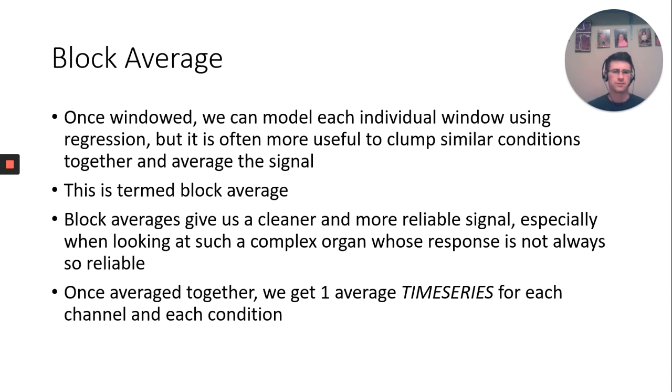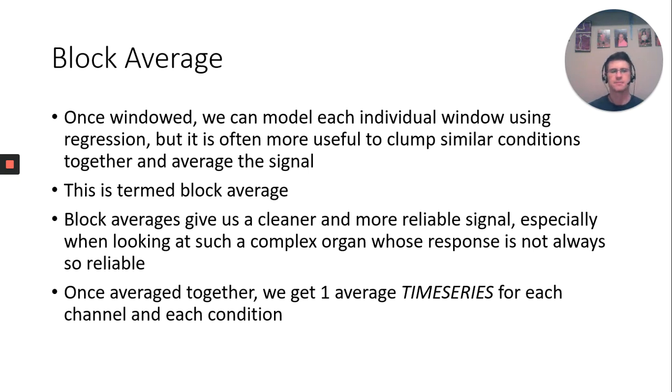Once you have it windowed, you can model each of those windows. So let's say I have condition 1, tapping my left hand, and I did it for 30 seconds, and I stopped. Then tapped it again for 30 seconds, then I stopped. I can actually model every single one of those windows individually and get a beta value for each one of those individual aspects. That's fine, but we're dealing with brain data.